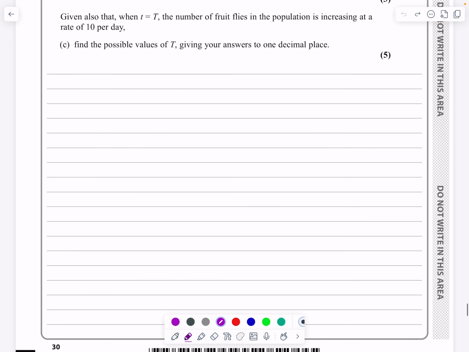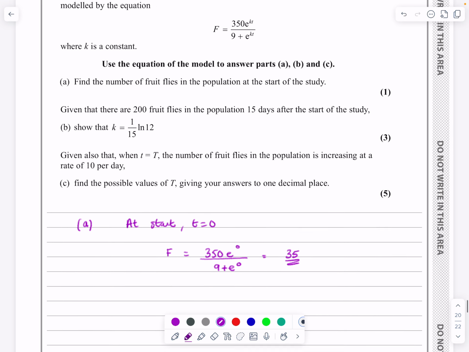So let's make a start with the question. We've got A at the start, t equals 0. There's only one mark for this, so it doesn't really matter what we actually show with this one. So F is going to be equal to 350 e to the 0, all divided by 9 plus e to the 0. So if you just stick all that in, we get that the number of fruit flies at the start is simply equal to 35.